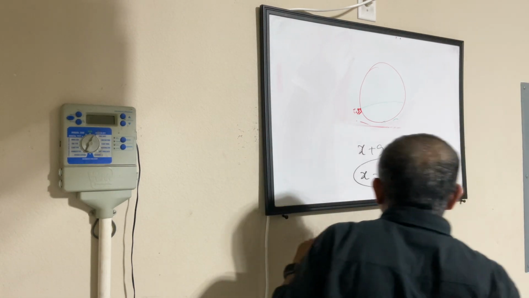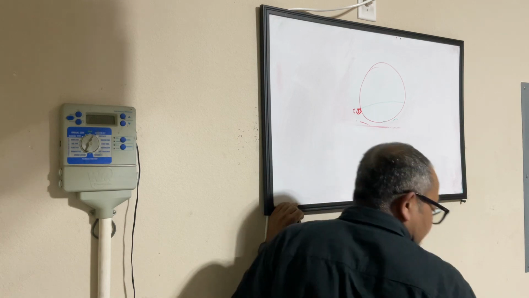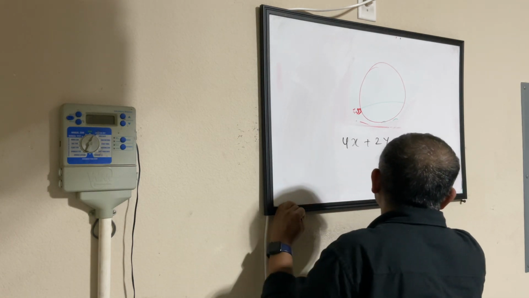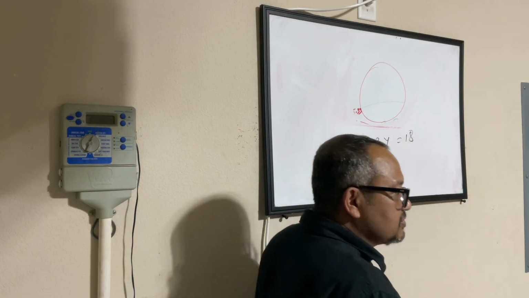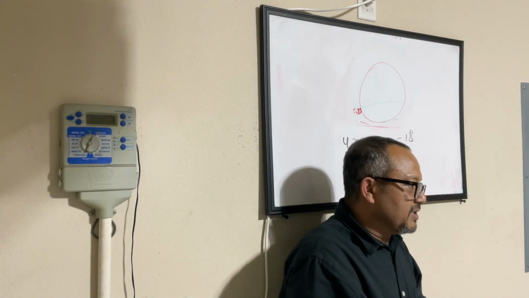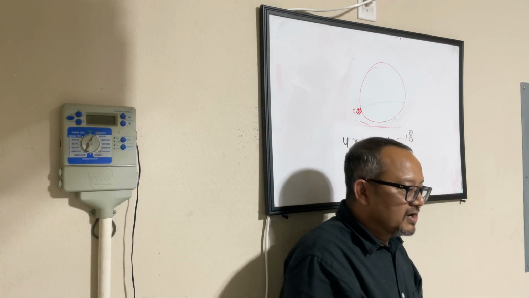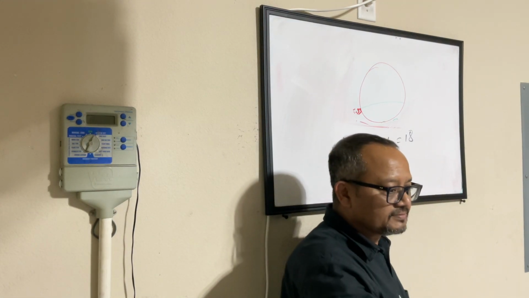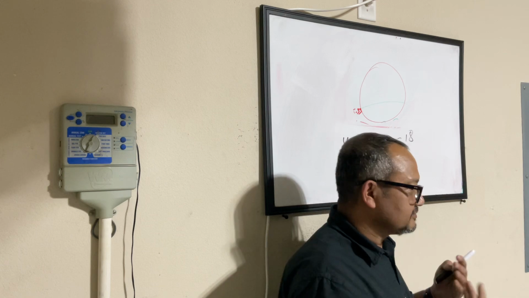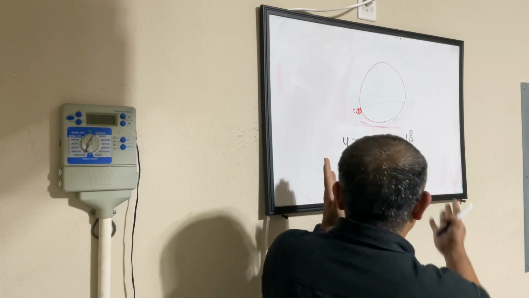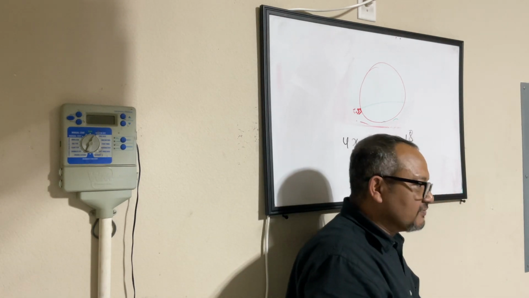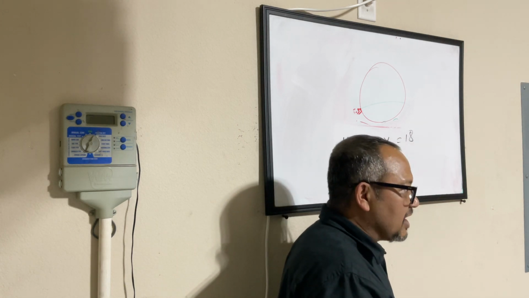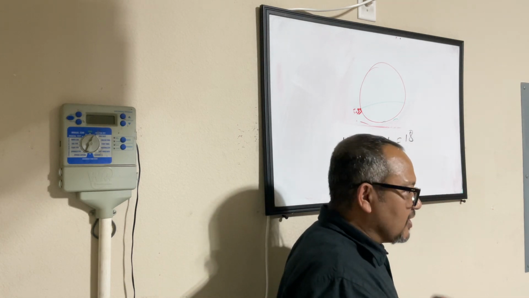Now, if I extend this further and say I have 4x plus 2y equal to 18, and I want you guys to solve it and give me the value of x and y, what will be your first response? If I say this is an equation, solve it for x and y. Because x and y are my variables, which I don't know the value of, I want you guys to solve for it. What will be your first response?